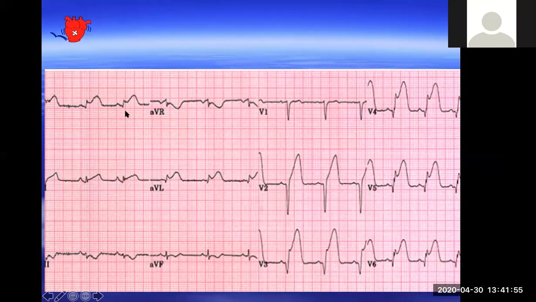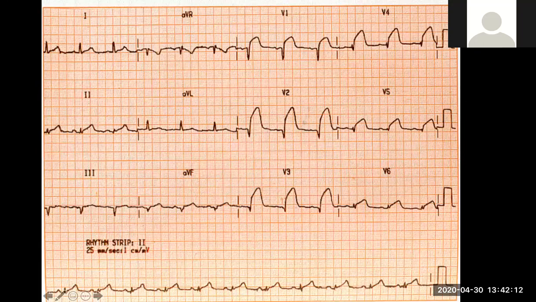Some patients can present with only a lateral myocardial infarction. They can have ST segment elevation only in lead 1, aVL, V5 and V6. These are lateral ST segment elevation myocardial infarctions. While this is clearly an anterolateral, the one before was an inferior ST segment elevation myocardial infarction. It's another example of an anterior ST segment elevation myocardial infarction.